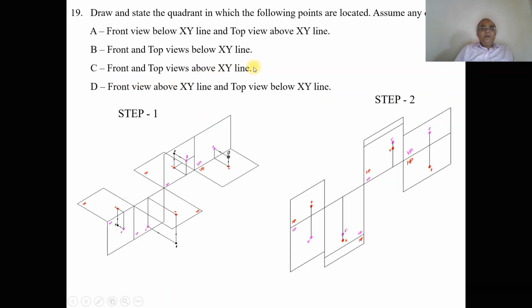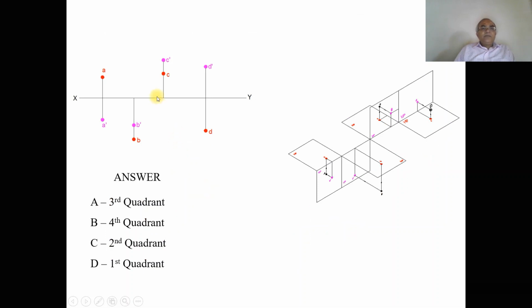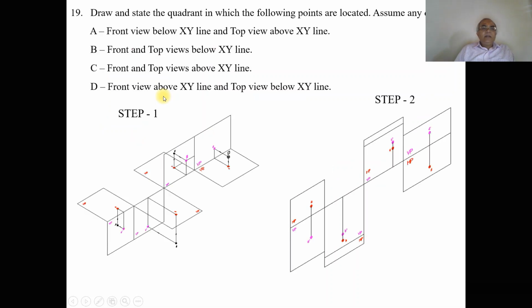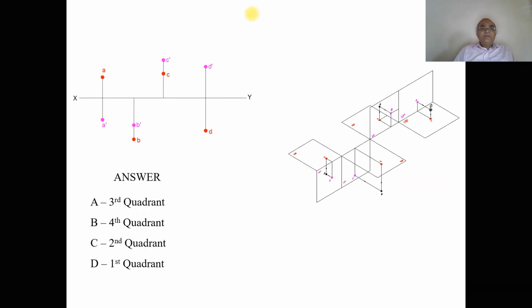And then front and top views are above XY line. So when it comes to this, front and top views above XY line, C and C dash are above XY line. And then capital D, front view above XY line and the top view below XY line. When it comes to this, front view is above XY line and top view is below XY line. So this is the problem that we have been given.